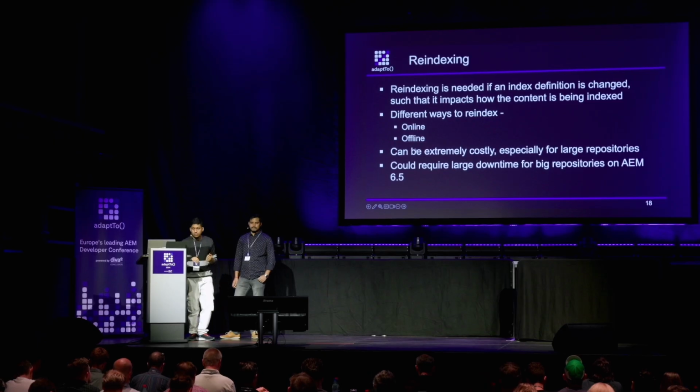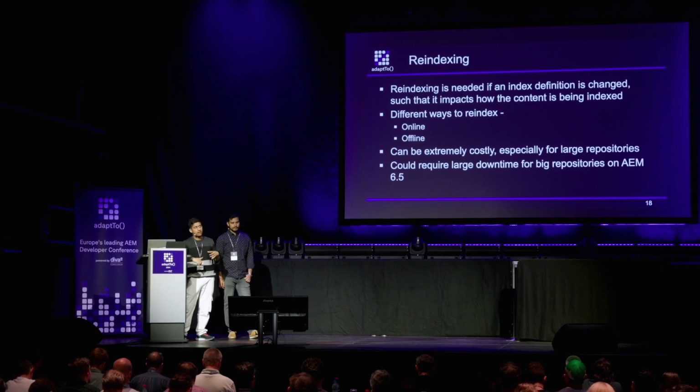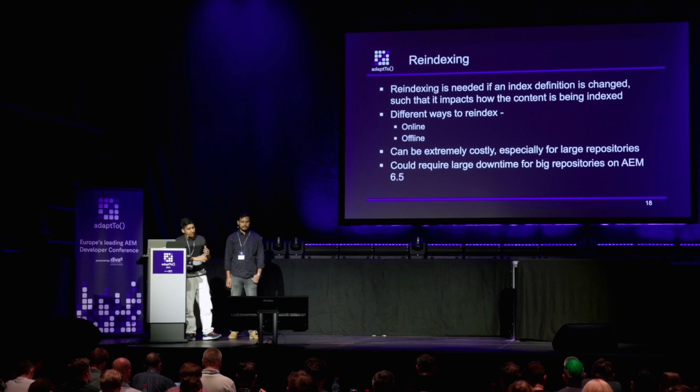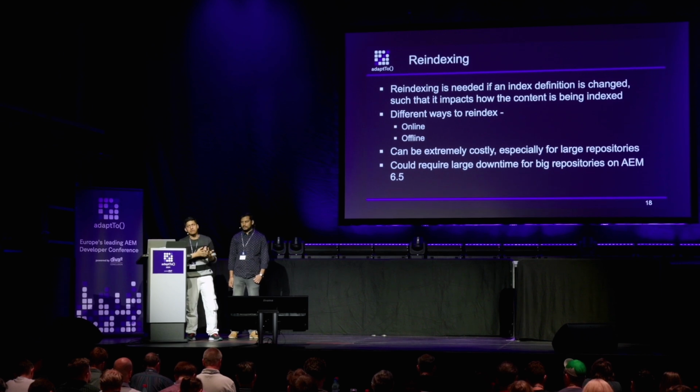Before I move on to specific examples of flow queries, I'd like to talk a bit about reindexing. In the last slide, I was laying stress on why we should try and change our queries first whenever we talk about optimization. That's because if we change an index definition in such a way that it changes how the content is being indexed, then a reindex is always required, and reindexing can be a costly affair, especially on repos with large content.